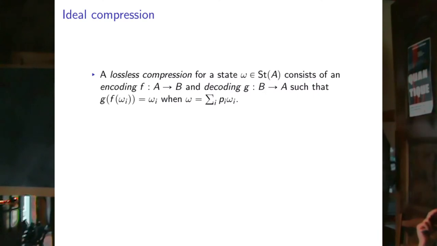So then their ideal compression axiom. They define a lossless compression for a state as consisting of an encoding operation, which goes from your physical system to usually a smaller physical system, and a decoding operation, which goes from the smaller system to the larger system, that preserves all your refinements. So if omega is a mixture of certain states, then if I encode those states and decode them, I get exactly the same state back.